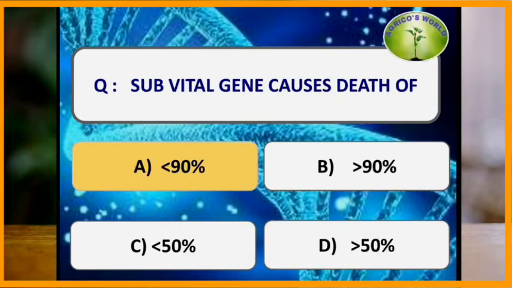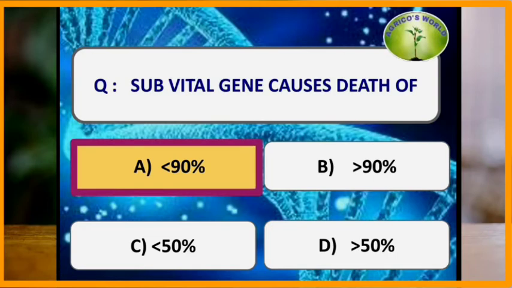Subvital gene causes the death of? The subvital gene causes the death of less than 90% of the individuals, but the semi-lethal gene causes the death of greater than 90% of the individuals, but the vital genes do not affect the individual.